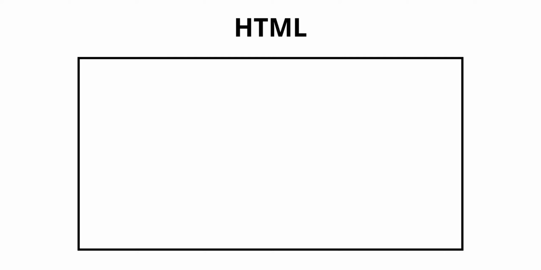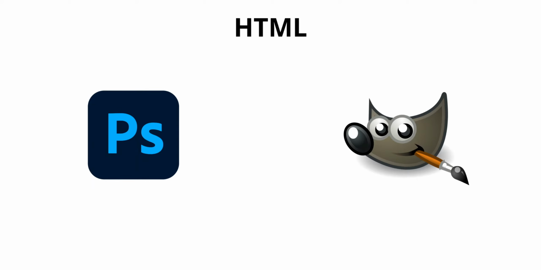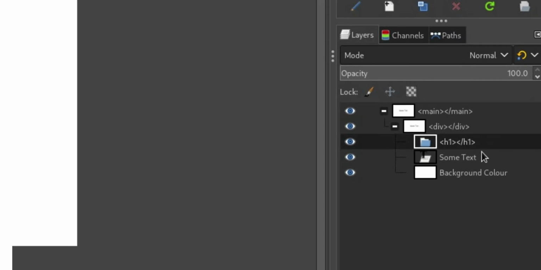So what do these languages do? Well, HTML is basically your screen. This is where everything gets displayed. Without HTML, you would see nothing, and it works the following way. You can think of HTML like working with Photoshop or GIMP. The so-called tags can be compared with groups and layers.